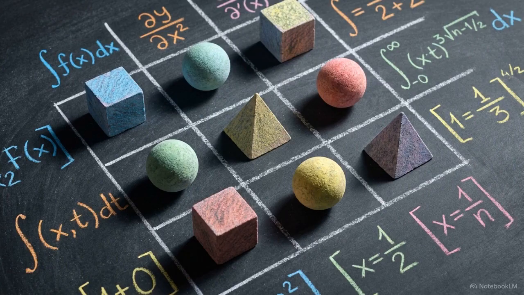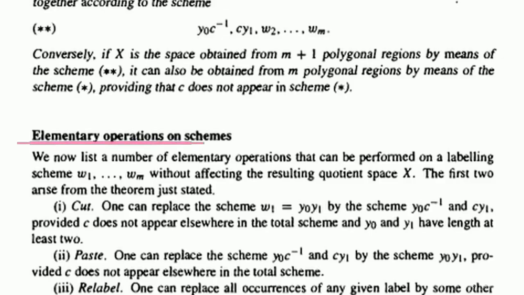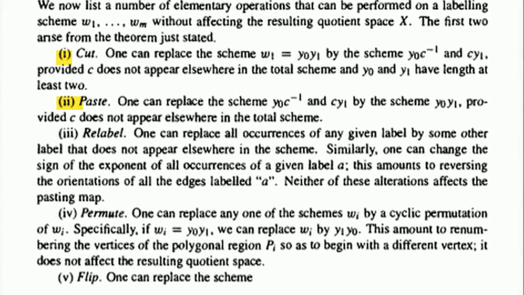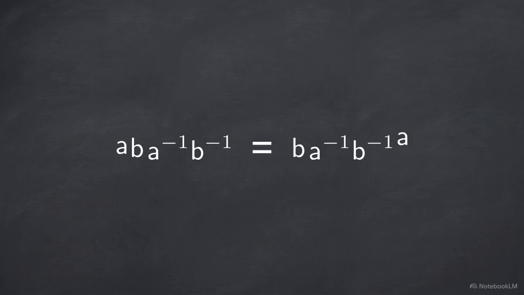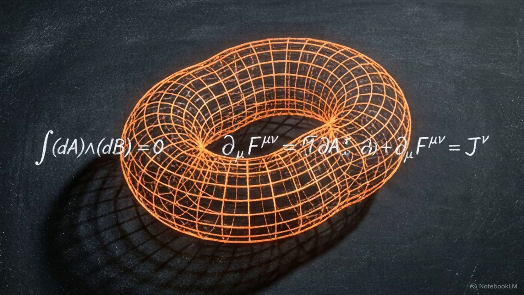To classify any possible surface, we need a broader toolkit that moves beyond just simple cuts and pastes. This list of elementary operations allows us to reorganize the algebraic word representing any surface. Cut and paste operate as perfect inverses. Relabel and permute alter the sequence and variable names without altering the physical shape of the surface itself. Applying any combination of these moves to a word represents a completely valid topological homeomorphism. We now possess a complete, rigorous algebraic toolkit capable of transforming, simplifying, and definitively classifying any 2D surface.